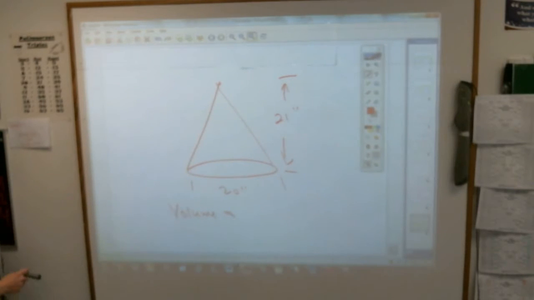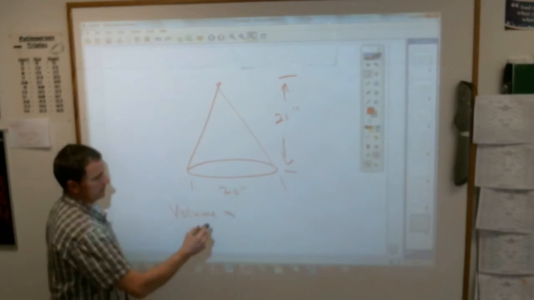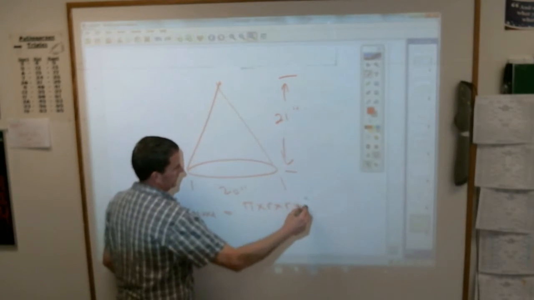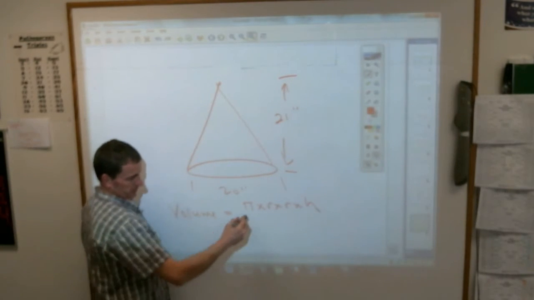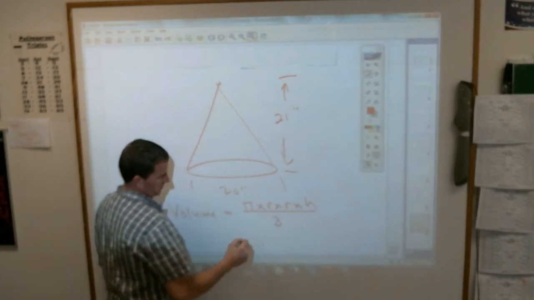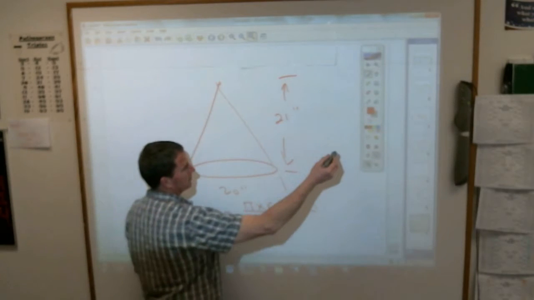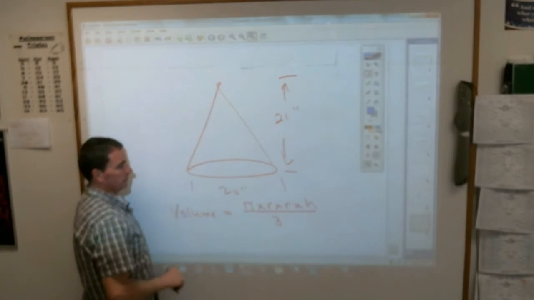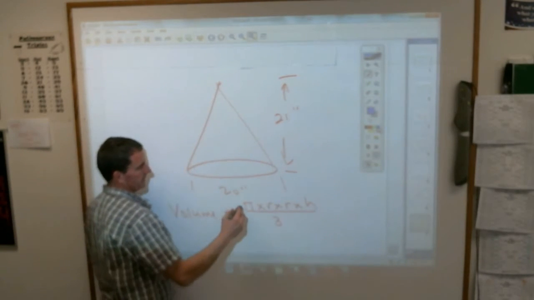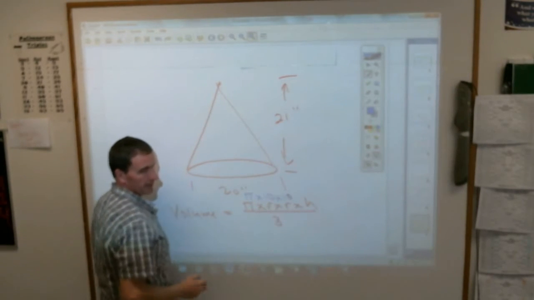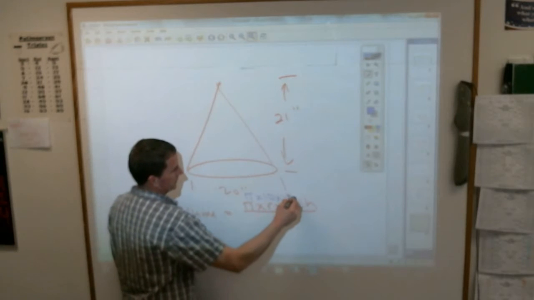The first thing you do is write down the formula, which is pi times radius squared times height. That would be if it was a cylinder, and then you're just going to divide it by 3. Filling in the blanks. What's my radius? Logan? 10. Very good. Pi times 10 times 10. My height is, Grace? 21.